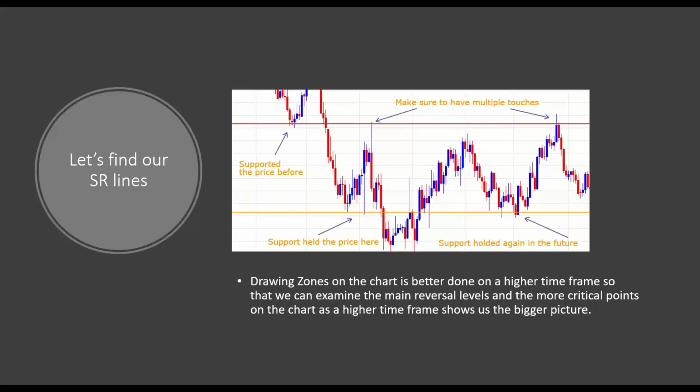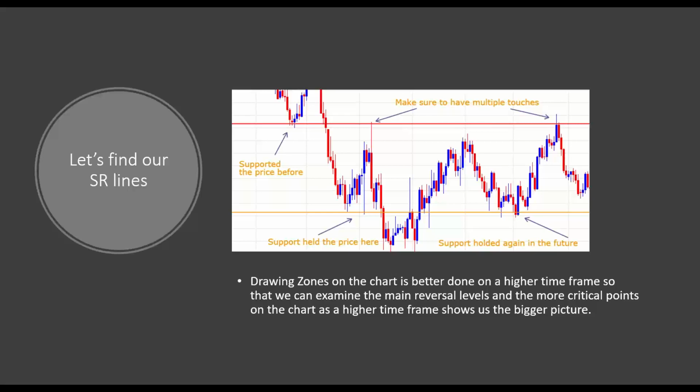So the first thing is drawing zones on charts is better done in higher time frames so that we can examine the main reversal levels and the more critical points on our chart. Okay. Now, for instance, for our type of trading, CFD trading, short-term trading, I make my trading decisions looking at a 1-hour chart. I make my trading determinations looking at a half-hour chart, and I usually define my entry points and my exit points using a 15-minute chart. So where do I draw my support and resistance lines? I go back to my 1-hour chart.